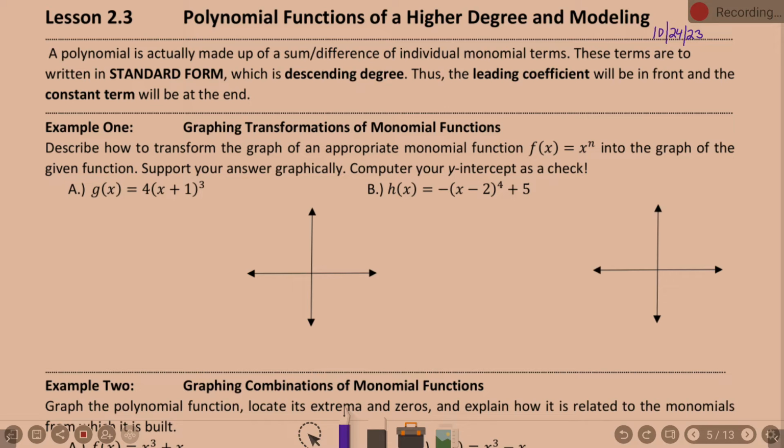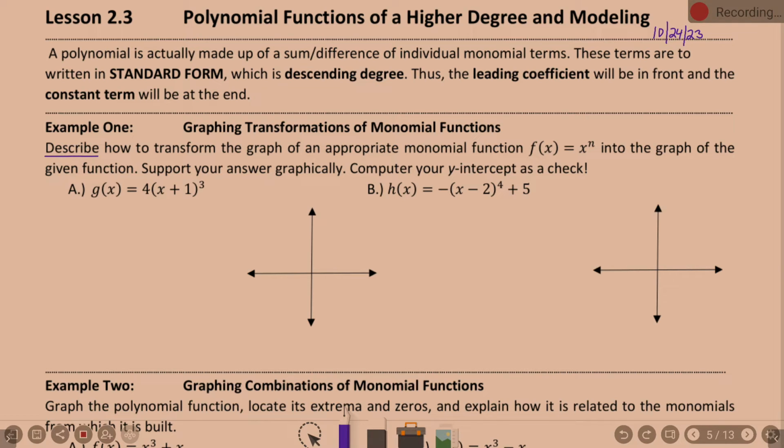Okay? Now, with example 1, we're going to think about these in terms of transformations. So on A, I see an x to the third equation. On B, I see an x to the fourth equation. And we'll talk about what those look like as we go throughout the lesson. But then being able to transform these. So first of all, we are asked to describe. So that's going to be putting our words down. How to transform the graph of the monomial function into the graph of the given function. And then support your answer graphically, compute your y-intercept as a check. So we're going to talk about how to graph this by hand. And we can use the calculator also as a check.